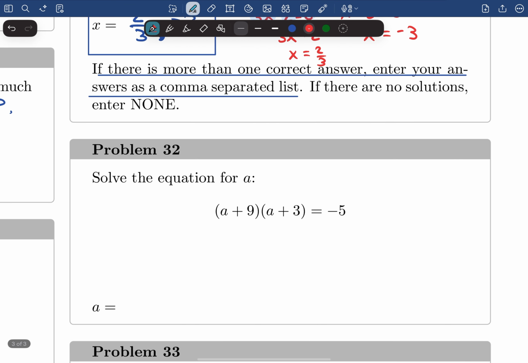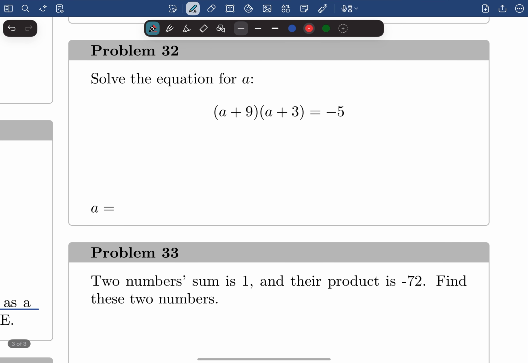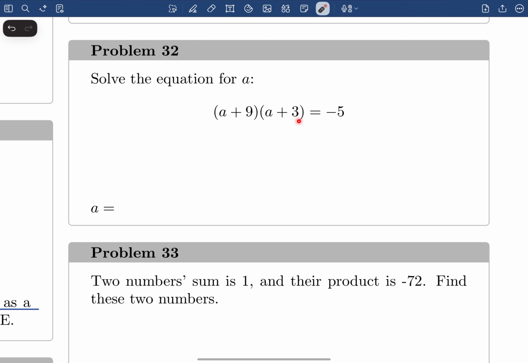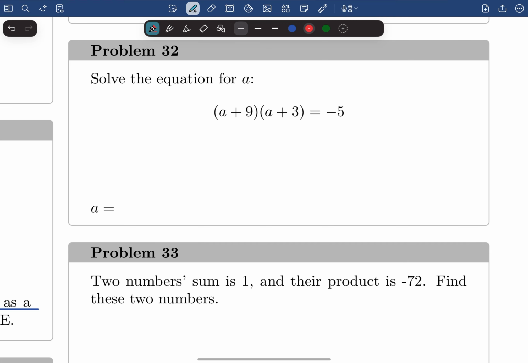Let's move forward. Problem 32, solve the equation for a. And it's factored, but there's a problem. It's not set equal to 0. And so we need to FOIL this and then add 5 to the other side to set it equal to 0. Let me show you the setup. So foiling, I get a times a, which is a squared. A times 3, which is 3a. 9 times a, which is 9a. And 9 times 3, which is 27. And that equals -5.